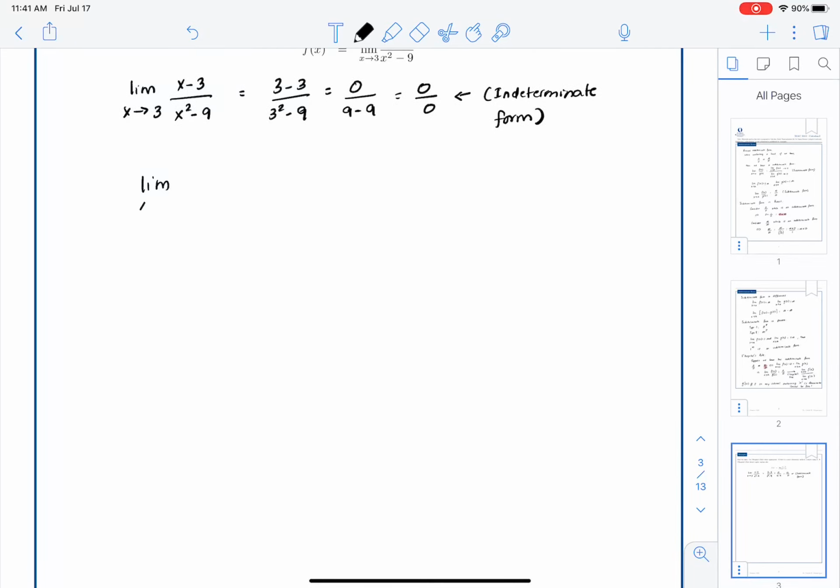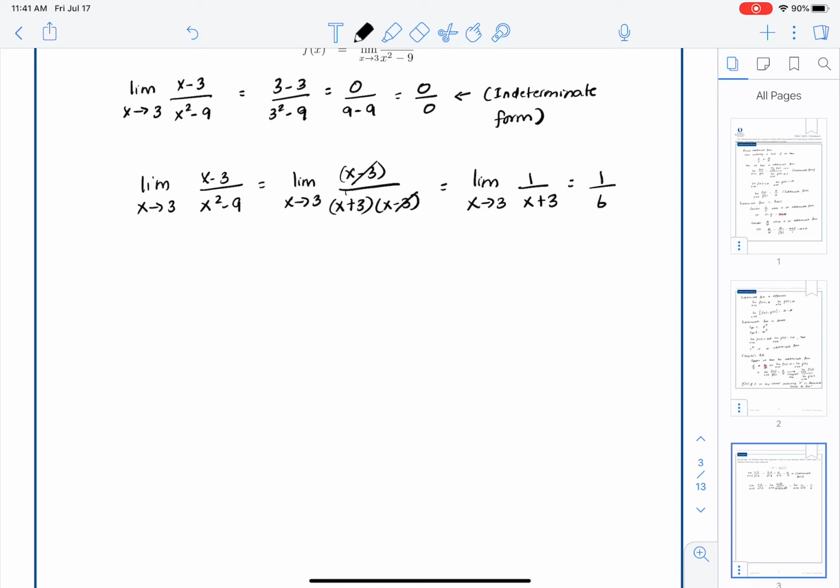Just by looking at it, I can factor the denominator as x plus 3 and x minus 3. If I cancel x minus 3 out, I'll have 1 over x plus 3. Now if I apply the limit, I end up getting 1 over 6. So what we initially thought as 0 over 0, and you might have put the answer as 0, in reality it's not 0. Rather it is 1 over 6, and that is the correct answer.